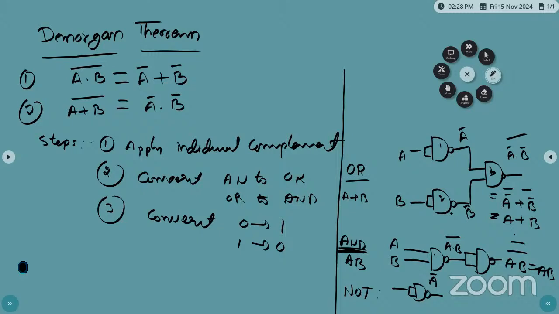And one more theorem similar to De Morgan's theorem: there is duality. Duality means that where we apply complements in De Morgan's theorem, here we do not apply complements. We are not disturbing the complement.